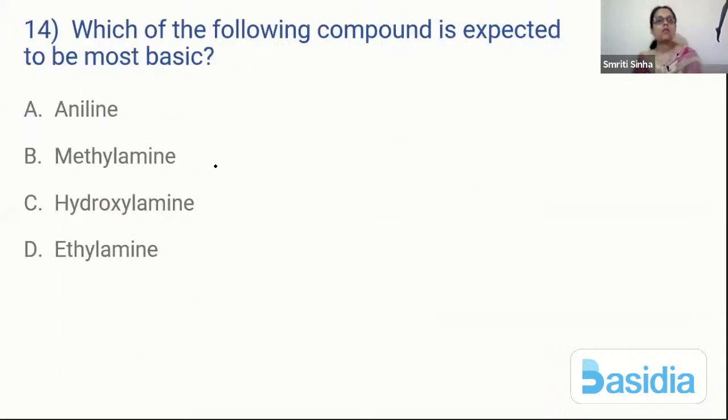Next, which of the following compounds is expected to be most basic? So out of this, which one is most basic? So let's draw all the structures. The first one is the aniline.